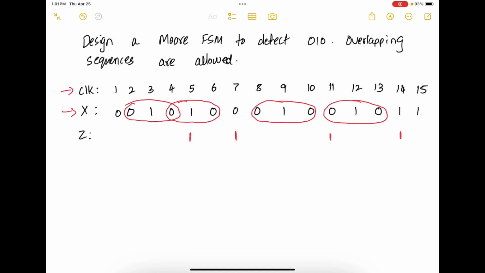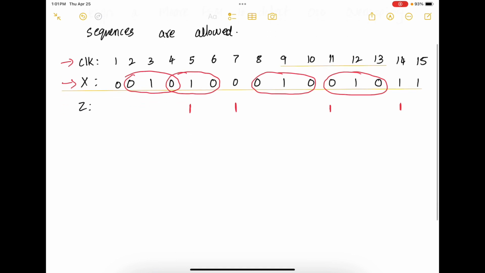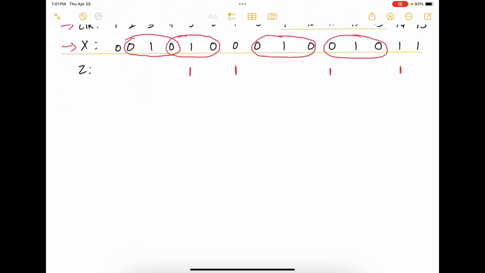Now let's try to come up with the FSM or the state diagram. Remember, we are trying to detect 010. So the initial state is the reset state. So that's S0 with output 0. You reach that when you hit the reset button. So S0 corresponds to the reset state.